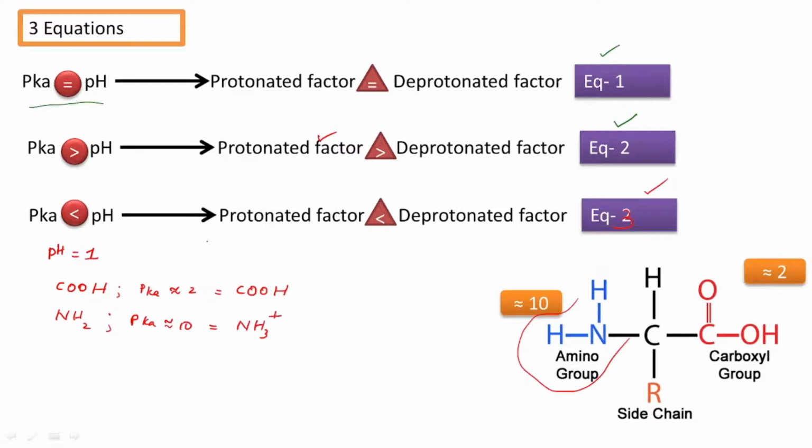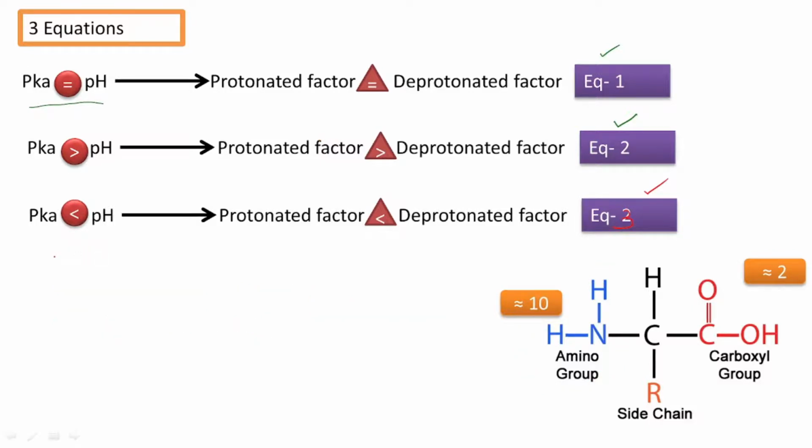The protonated form is NH3 plus. So at pH 1, the amino acid has a net positive charge, because here it carries a positive charge. In that way, the amino acid exists with a positive charge.